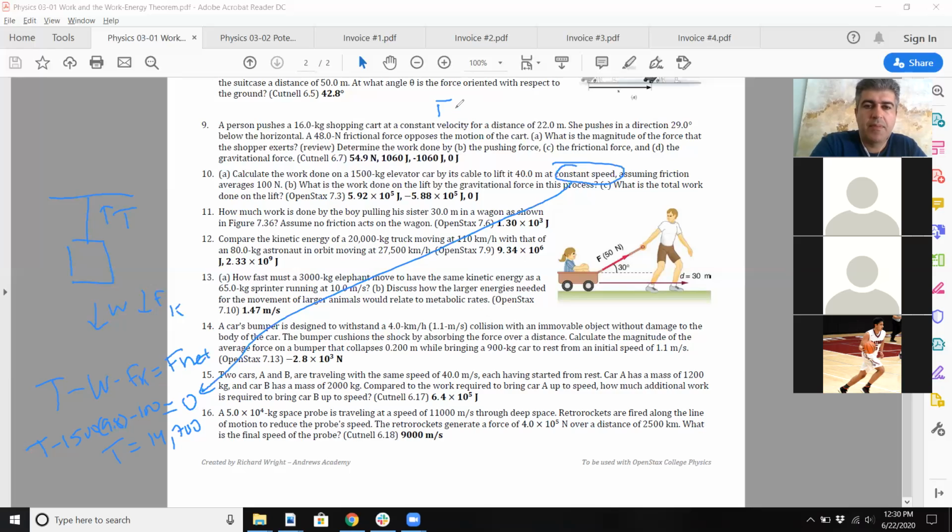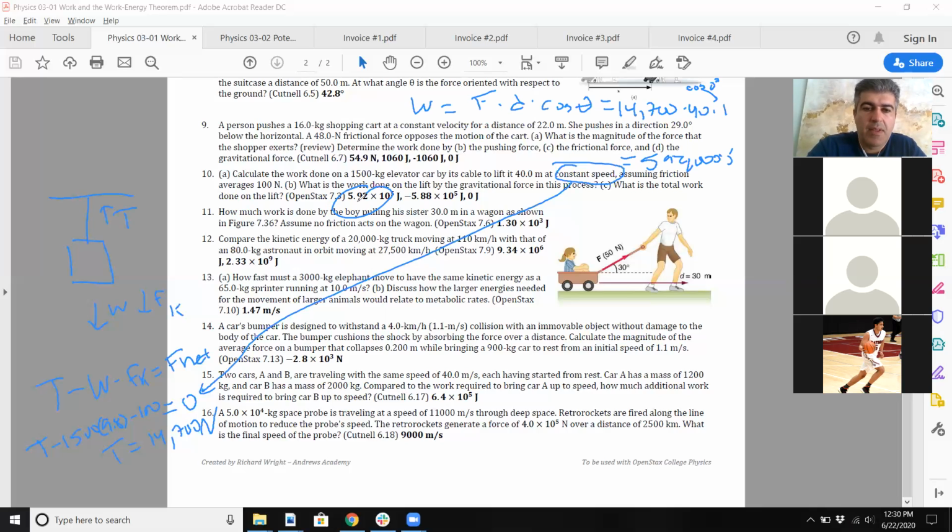Work is equal to your force times your distance times your cosine of your angle. But our angle is just 0 because, again, there's no angle we're dealing with. So it's going to be your force, which is 14,700 newtons, because that's the tension we're seeing in the cable that's pulling the elevator, times distance it travels, which is, of course, 40, and times 1, because cosine of 0 is just 1. So if you do that correctly, you should get 592,000 joules, which is 5.92 times 10 to the 5th joules.